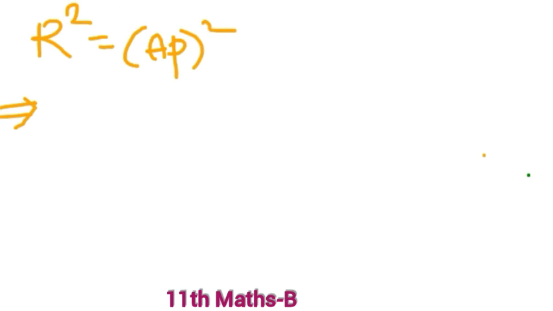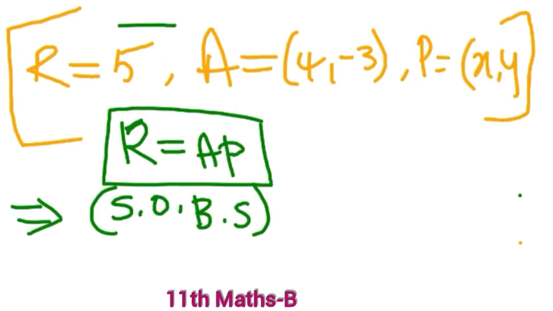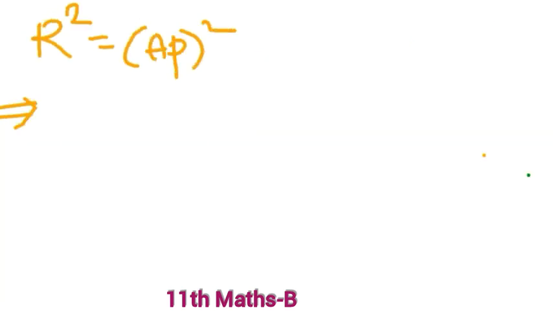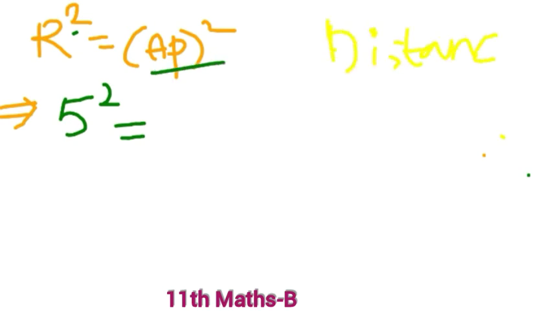Now what is R? R is 5. So 5 square is equal to, and now for this we need the distance formula.